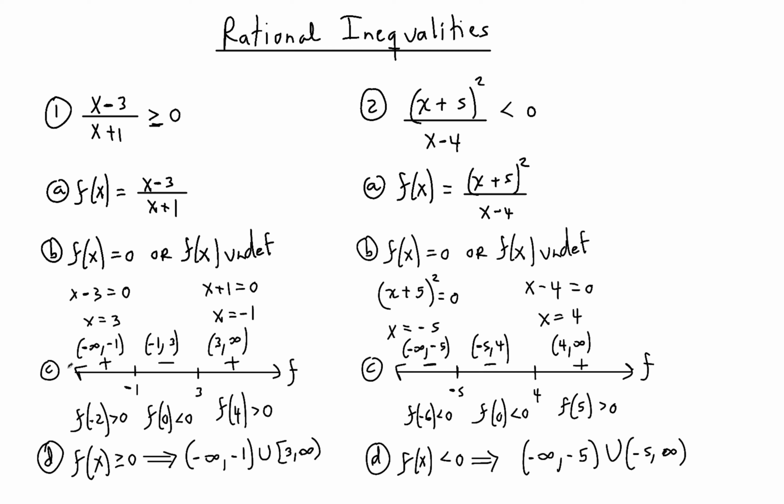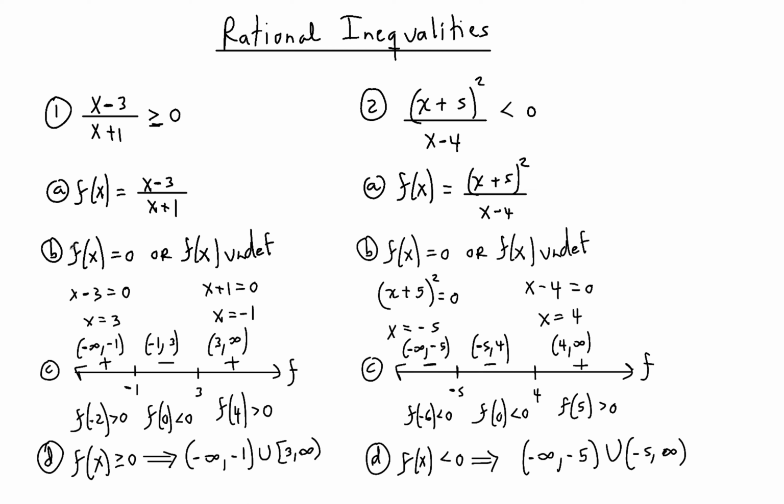In the third step, we're going to draw a number line and test values in the three subintervals that we have. Testing 4, we see that that's going to give us a positive number. If I were to plug in 4 in the numerator, I get a positive number. If I were to plug in 4 in the denominator, I also get a positive number. Similarly, between -1 and 3, if I choose 0, I'm going to end up with a negative number. And between -infinity and -1, if I pick -2, I'm going to end up with a positive number.